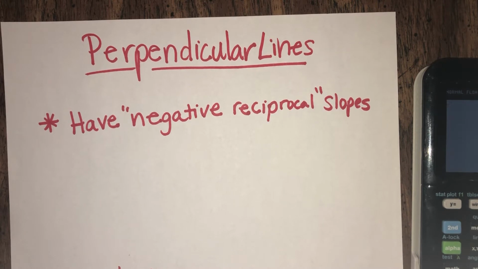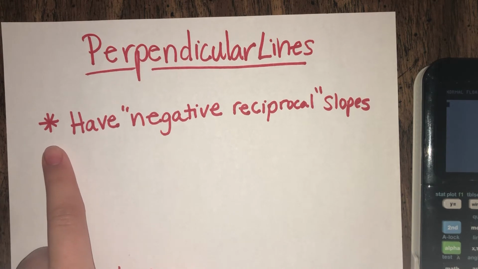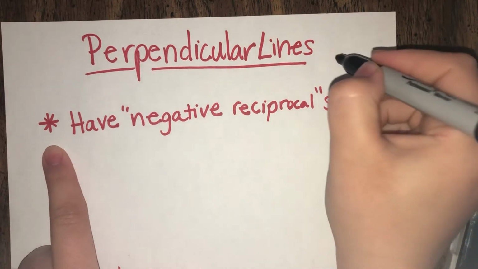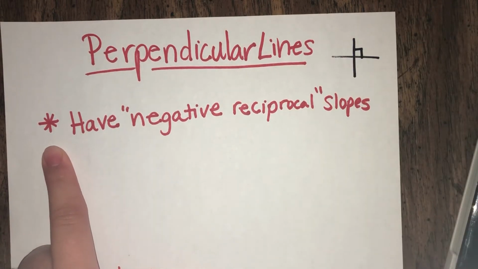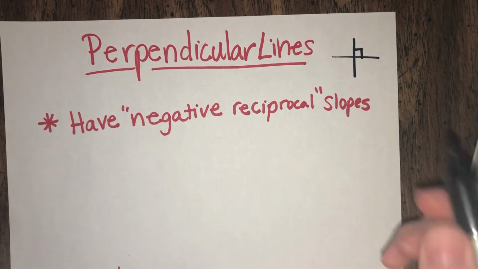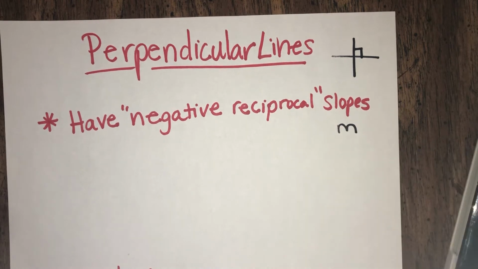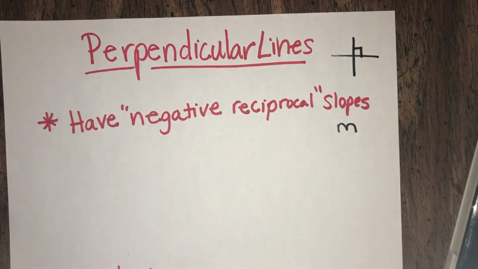One of the greatest takeaways from Mr. Parada's notes is that in order for perpendicular lines to be perpendicular lines, meaning two lines that cross perfectly at a 90-degree angle, you have to have negative reciprocal slopes. So we're still focusing on that m. And unlike parallel lines, where we want them to be exactly the same, we want them to be equal, perpendicular lines have to have negative reciprocals. Well, what does that mean?